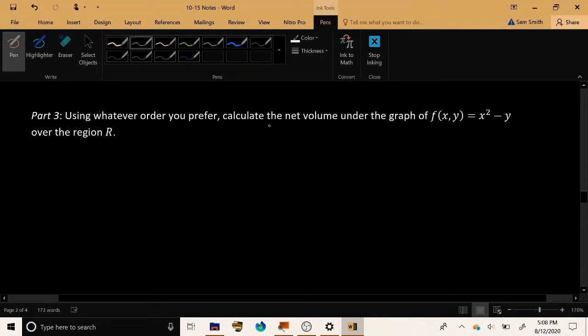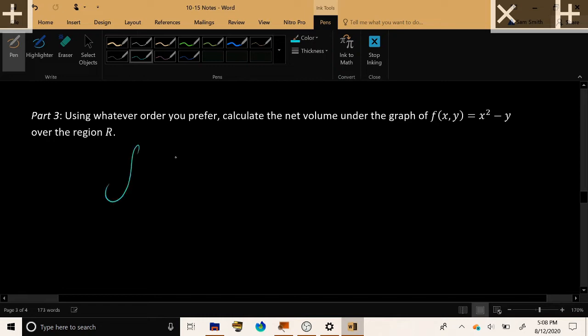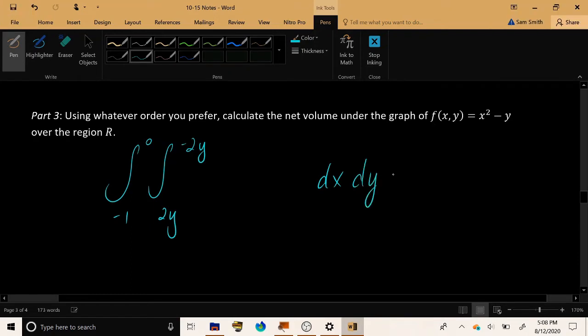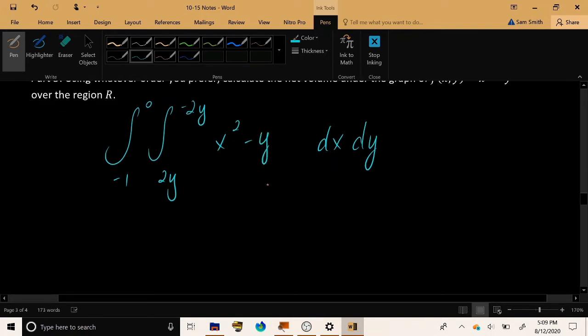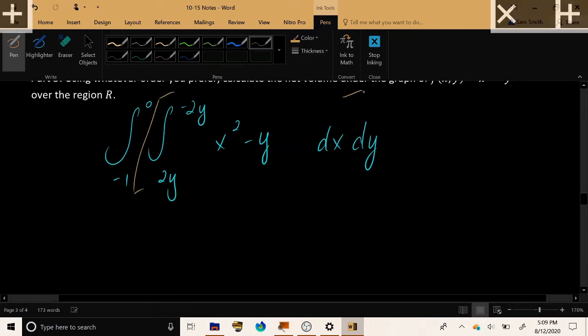Now, obviously, I think based on what I've been saying, it's pretty clear which one I prefer, which is with x coming first. The integral from -1 to 0, from 2y to -2y, where x came first and then y. And here is our specific function, x squared minus y. So let's go ahead and calculate that, working from the inside out as usual.